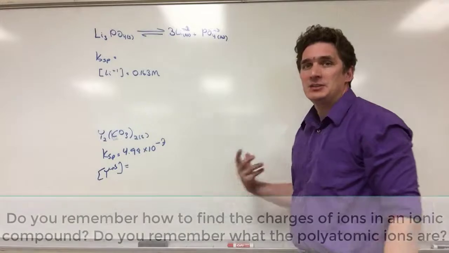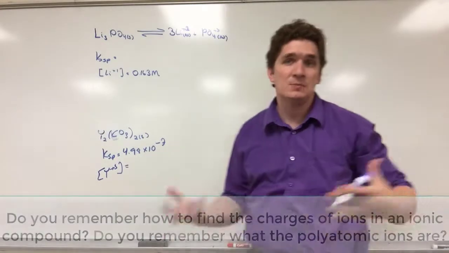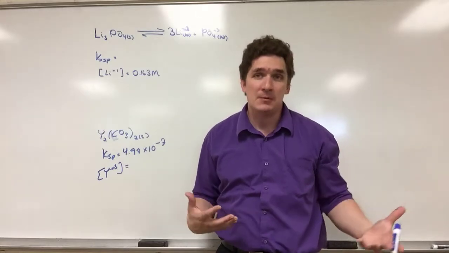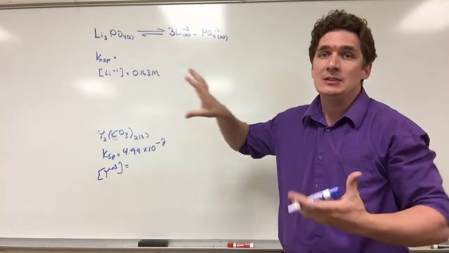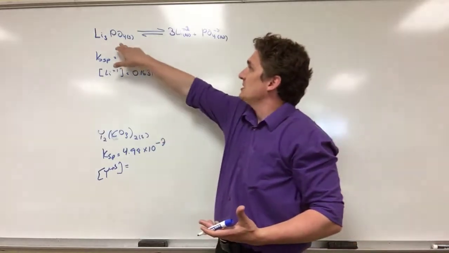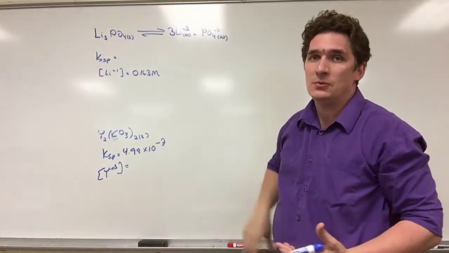Now, if you're struggling with finding these charges, go back through my previous videos, look at how to find charges in oxidation states, and also just pull out a table of polyatomic ions. But this is the reaction we're looking at. This is what our Keq is based on. Lithium phosphate dissociating back into 3 Li+1 and 1 PO4.